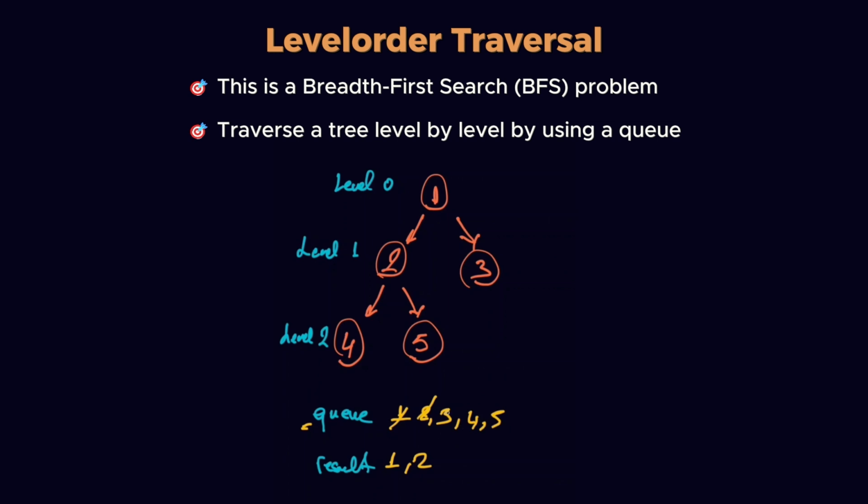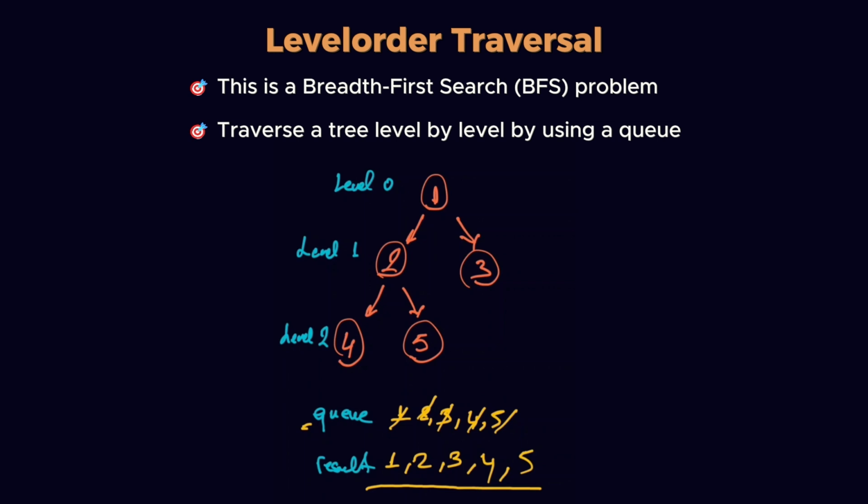Dequeue 3, visit node 3. It has no children, so nothing new is added. Dequeue 4, no children. Dequeue 5, no children. At this point, the queue is empty. We visit every node level by level. Final level order traversal output: 1, 2, 3, 4, 5.